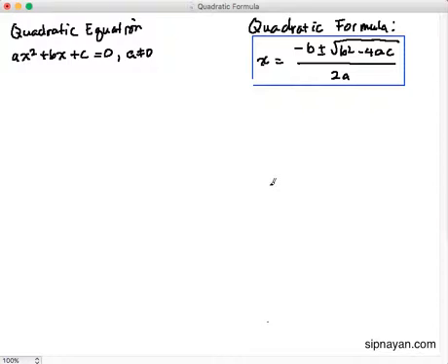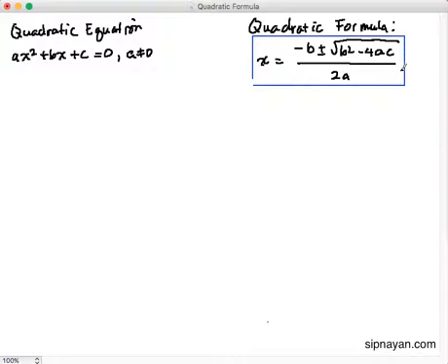Ang series pala na to ng videos natin ay quadratic equation. And napag-aralan natin that the quadratic equation is of the form ax squared plus bx plus c is equal to 0, where a is not equal to 0. And if we want to find the value of x, pwede natin gamitin yung quadratic formula, no? Isa sa mga strategies is using the quadratic formula kung ang ating quadratic equation ay hindi pwedeng i-factor, no?